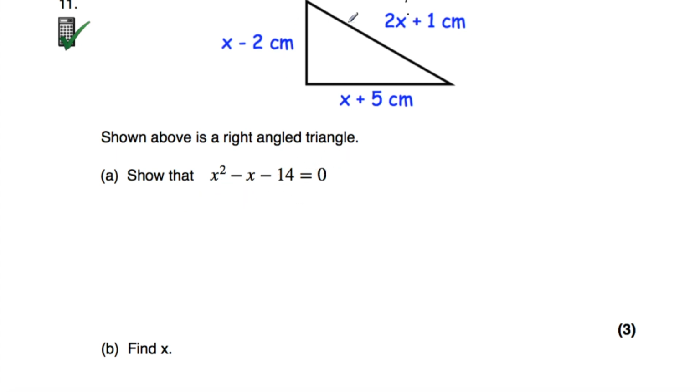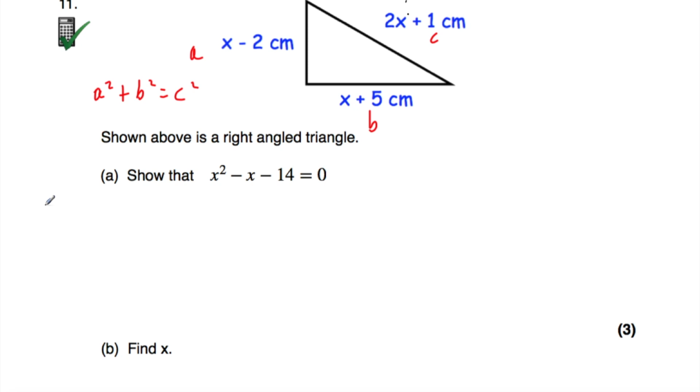So here we've got a right angle triangle, so what we're going to do is use Pythagoras' theorem, and then bring everything over to one side, and hopefully we'll get this. So let's label our sides A, B and C. I've labelled A being the shortest, B being the next shortest, and C being the largest. Now for A and B, it doesn't actually matter which way around you label those, but C has to be the hypotenuse, and because it's right opposite the right angle, that's the hypotenuse. So then Pythagoras' theorem is A squared plus B squared equals C squared. So let's replace A, B and C with x minus 2, x plus 5 and 2x plus 1.